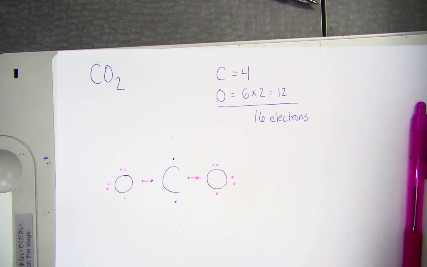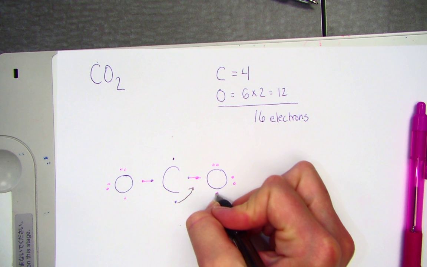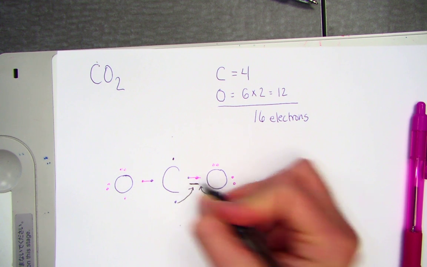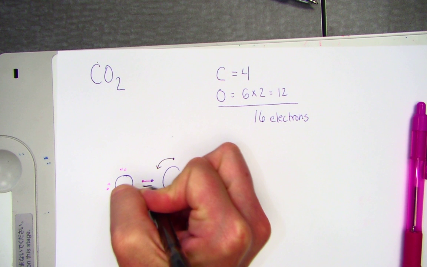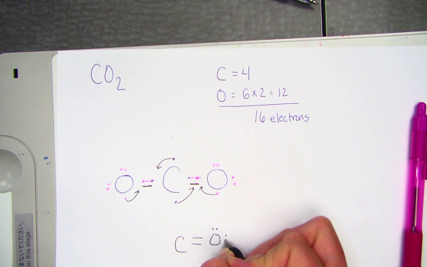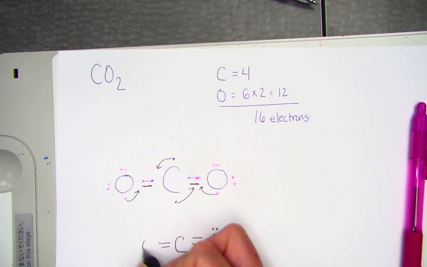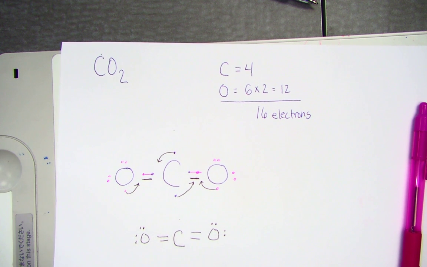We're not done yet, knowing that we have to achieve a stable octet. We can see them coming up to the center to form a double bond in one direction, coming down in the center here to form a double bond in the next. So we end up with carbon, double bond oxygen, 2 lone pairs. Double bond oxygen, 2 lone pairs is our structure for the compound called carbon dioxide, CO2.